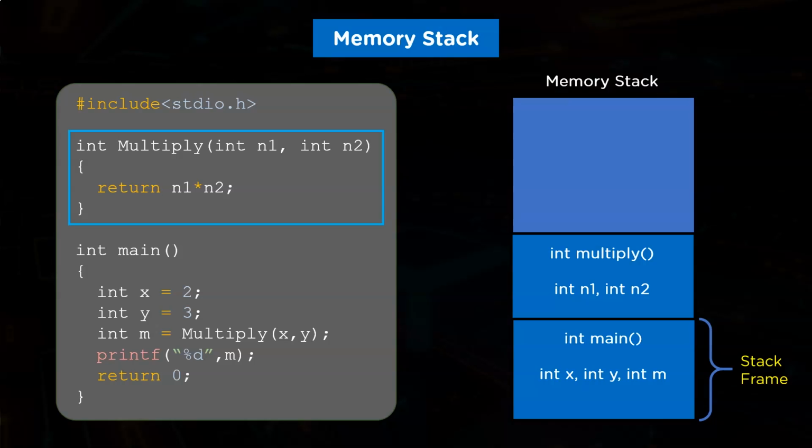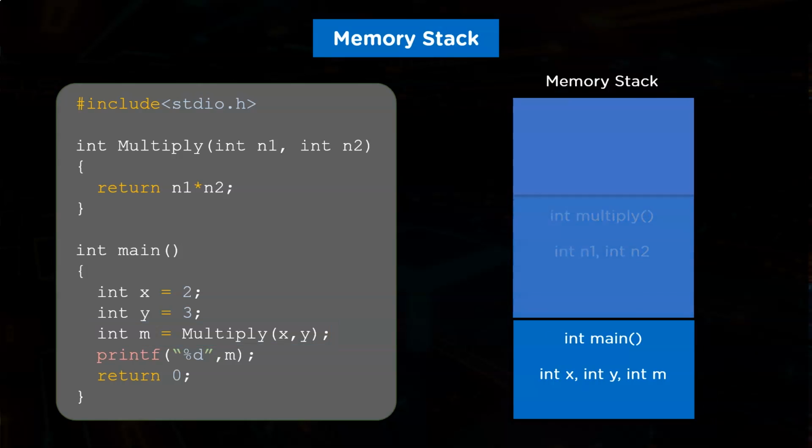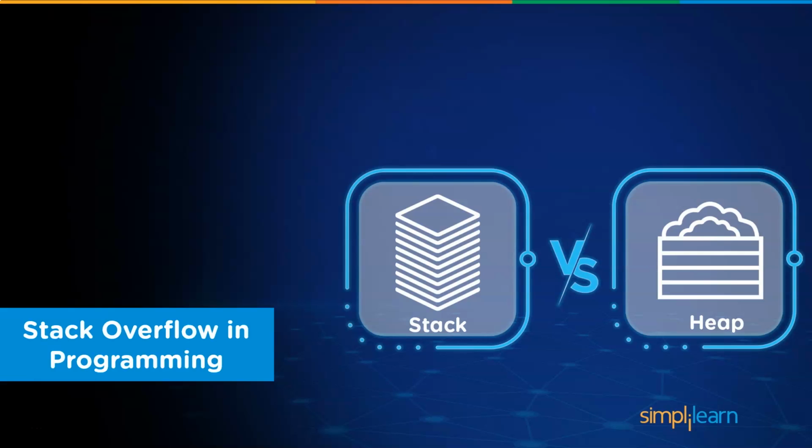Remember, when the control is at the statement int m is equal to multiply of x and y, the state of our stack memory area will look something like this. But once the control moves to the next statement, the multiply function will get popped out of the stack area. And similarly, when it reaches the end of the main block, the main function will also get popped out from the memory stack. When main finishes, the program will also get terminated, and the console will return the output of your program. Next, we will talk about the stack overflow error in programming.